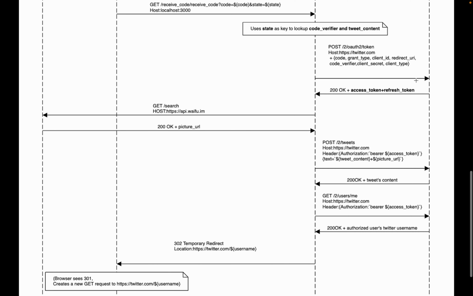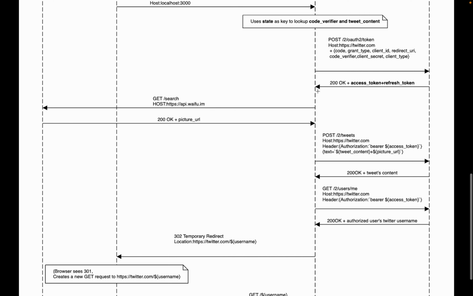And then the Twitter API sees this POST request. It's going to exchange the authorization code for the access token and the refresh token. It's going to send back 200 OK with the access token to the server.